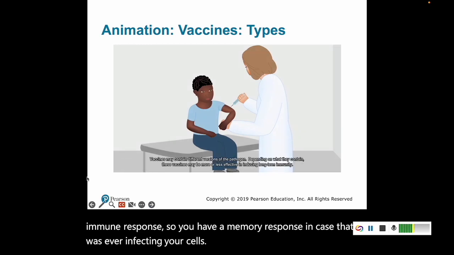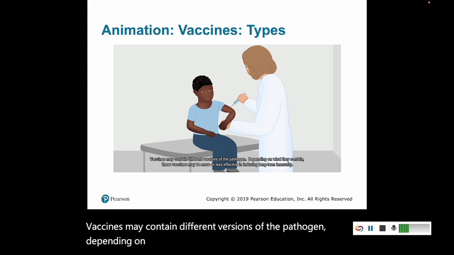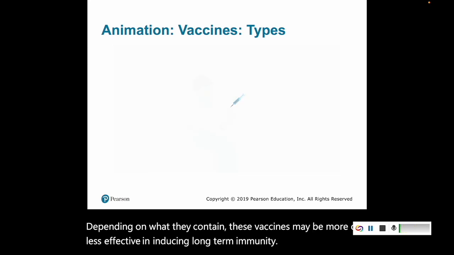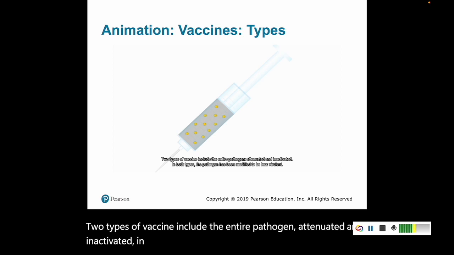Vaccines may contain different versions of the pathogen. Depending on what they contain, these vaccines may be more or less effective in inducing long-term immunity. Two types of vaccine include the entire pathogen, attenuated and inactivated. In both types, the pathogen has been modified to be less virulent.